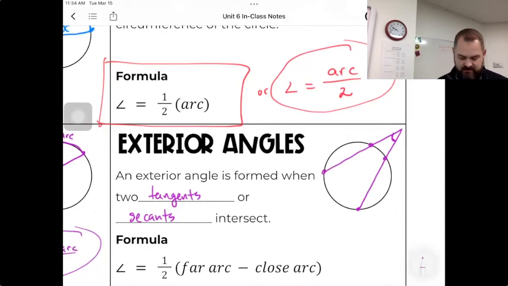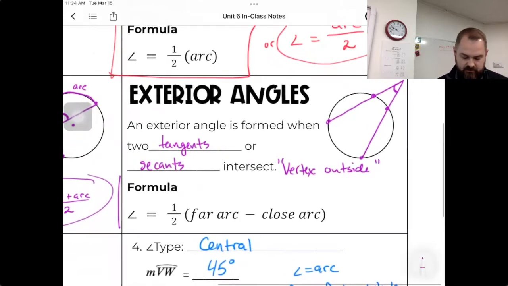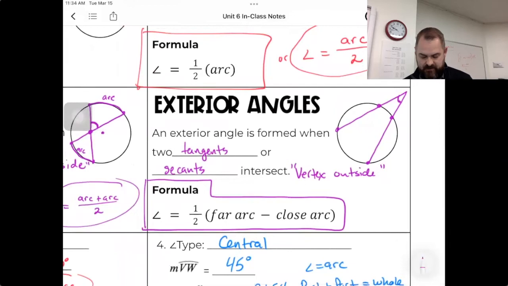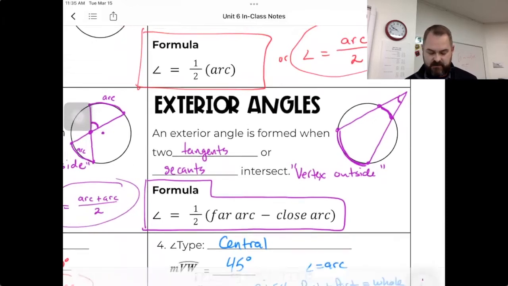When the vertex is outside the circle, we call that an exterior angle. My formula is this. I'm still going to kind of do the same thing I did for interior, but instead of adding the arcs, I'm going to subtract. Now, when it says far arc, that means it's the bigger one that is the farthest from the vertex of the angle. When it says close arc, it means the smaller one that is closer to the vertex of the angle. So my angle formula for exterior angles is that angle equals half of parentheses far arc minus close arc. So let's try a couple examples involving these.